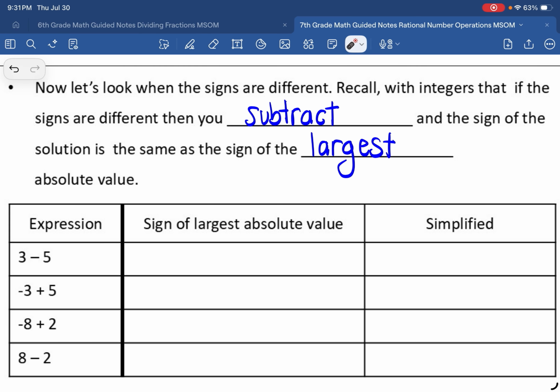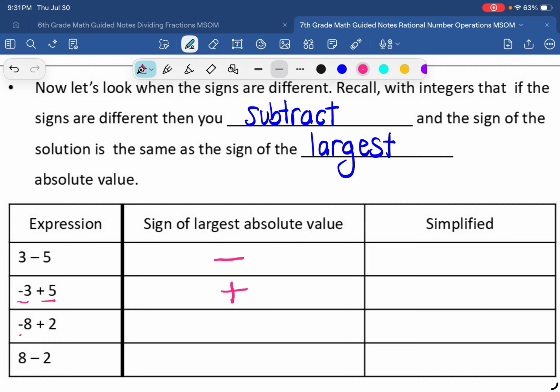So I'm looking at these numbers right here, 3 and negative 5. So if they were both positive, 5 would be the biggest number. So since that's a negative in the question, the answer will be negative. If I'm looking at -3 and a +5, now that 5, which has the largest absolute value, will be positive. -8 and a +2. So both absolute values, 8 and 2. My -8 will be negative. And then 8 and -2. My 8 has the largest absolute value and it will be positive.